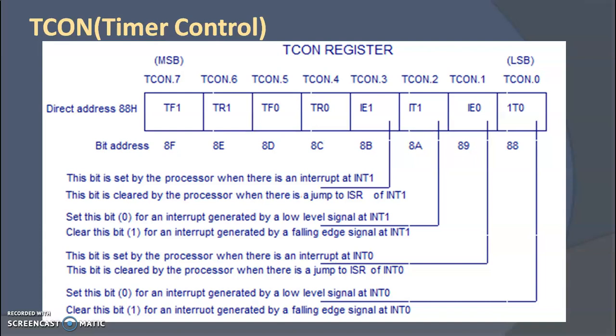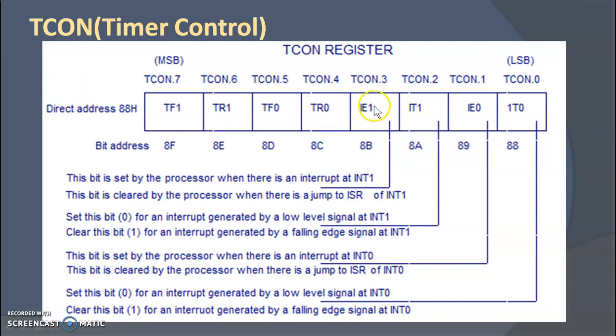Then next one is timer control register. This is used for controlling the timer. You can see here these are the different bits. This TF1 and TR1, they are for timer 1. They are used for starting the timer and also for monitoring the timer. Similarly, TF0 and TR0, they are used for monitoring the timer 0 and setting the timer 0. These two are for timer 1, these two are for timer 0. This is called as timer flag bit.